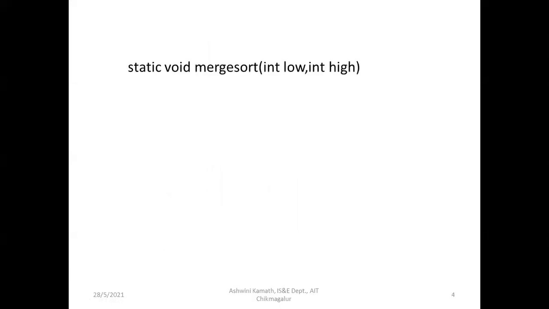Then let us discuss merge sort. Static void merge sort. We are passing only two indices here, int low and int high, that is the starting index and the last index. Then int m. If low is less than high, then only divide the array. So m is equal to low plus high divided by 2. Find the mid element.